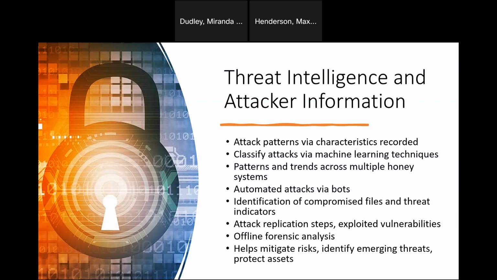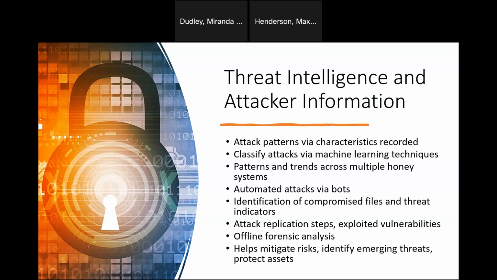Compromised files collected from honeypots act as a rich source of threat intelligence and help us identify malicious file names. We can also flag IP addresses or URLs found in download comments, which can reveal command and control devices or platforms distributing malicious software. By capturing the attack credentials, we can blacklist compromised usernames and passwords. Honeypots also enable us to examine attack replication steps, identify exploited vulnerabilities, and assess the extent of damage. The controlled environment of honeypots simplifies offline forensic analysis and reduces false positives.